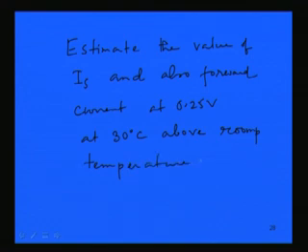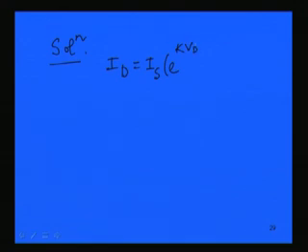So, to solve this example, we will be taking that expression for diode current, which is I_D equal to I_S into exponential of k V_d by T_k minus 1. This is the key equation which you have to use.